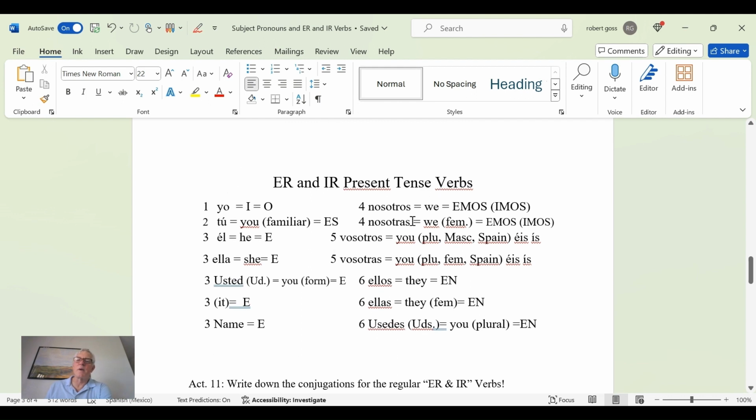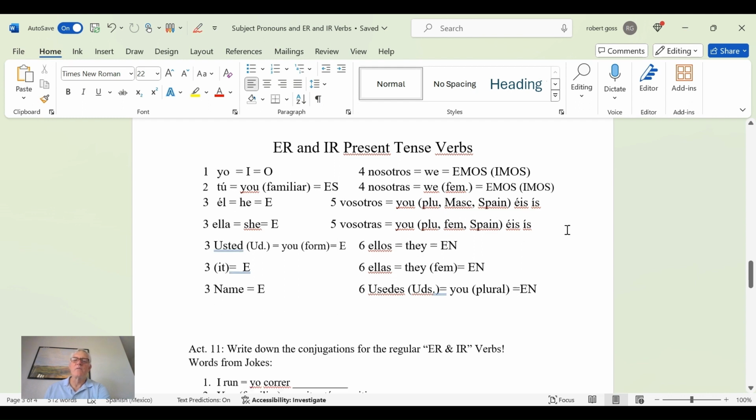Nosotros, well, here's where we have a difference. Nosotros, if it's an ER verb, we'll cross off the ER and put EMOS. If it's an IR verb, we cross off the IR and put IMOS. Same thing with nosotras, we that are feminine: emos with the ER verbs, imos with the IR verbs.